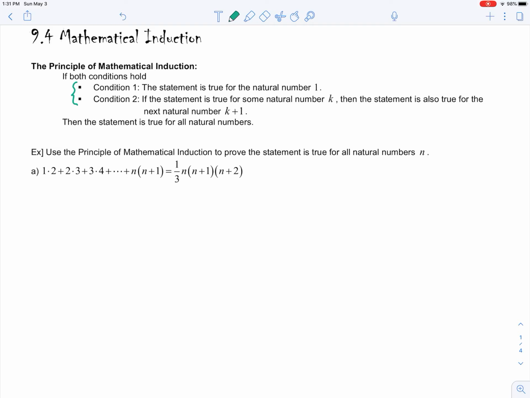This statement says that 1 times 2 plus 2 times 3 plus 3 times 4 plus ... plus n times n plus 1 equals 1/3 times n times n plus 1 times n plus 2. So the first step is to just show that it's true for n equals 1. So this is condition 1. So we're going to let n equal 1, and then we're going to take a look at both sides of the equation.